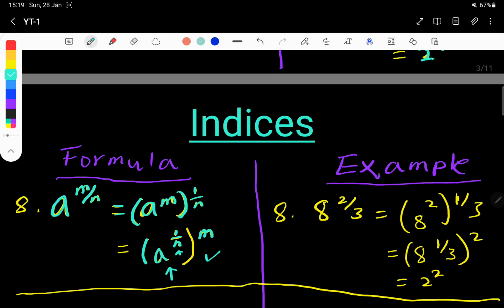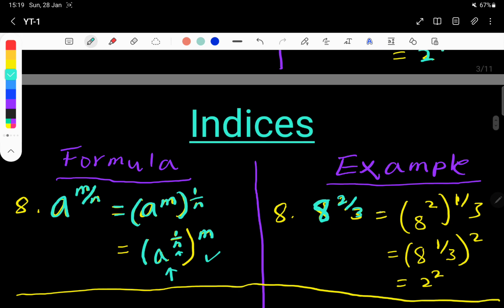Let's say you have 8 power of 2 over 3. So what you get is you can either power first, power of 2, then only take the root of 3, 1 over 3, or you also can take the root of 3 first, then close the bracket, then only power with 2. So end up when 8 root of 3, what you get?